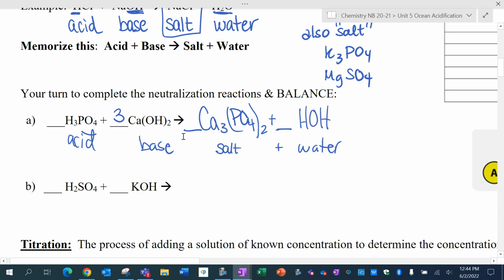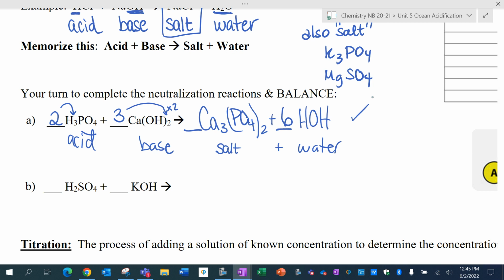Because then you can look at this and say, okay, notice on the left, I have 3 times 2. That means I have 6 hydroxides over here on the left-hand side. So I'm going to need 6 hydroxides over here on the right-hand side of my equation. And with my phosphates, notice how I have 2 phosphates on the right, so I need 2 phosphates over here. And notice how 2 times 3 gives me 6 hydrogens. And now I need 6 hydrogens over here, which check, I already have. So perfect. Now my equation is balanced.